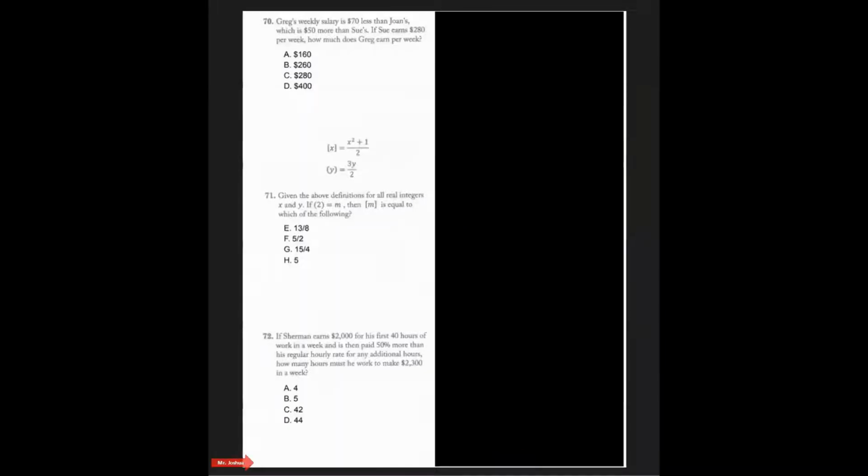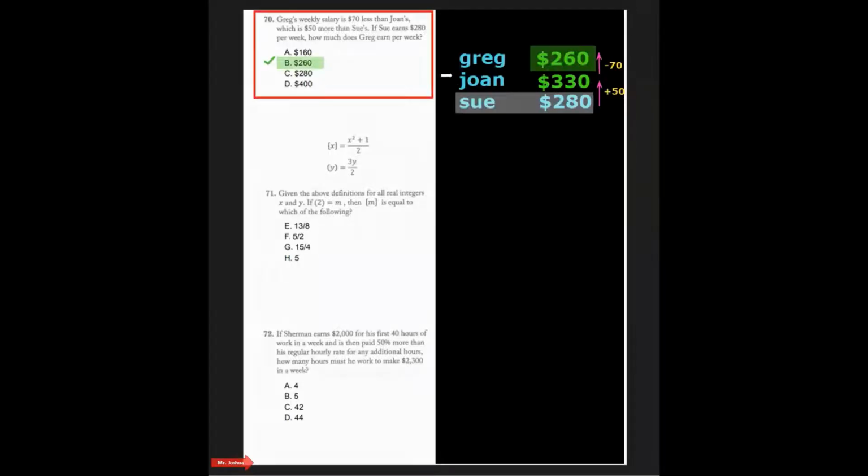Question 70. Greg's weekly salary is $70 less than Joan's, which is $50 more than Sue's. If Sue earns $280 per week, how much does Greg earn per week? Well, we're given Sue here in this gray box as $280. If you read back in the sentence, we are told that Joan makes $50 more. So add 50 to that, and you get Joan makes $330.